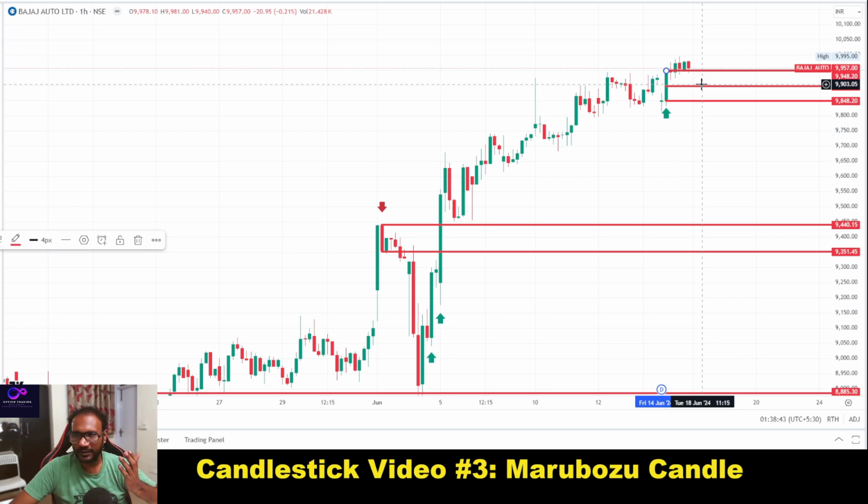We don't know what will happen, whether it will go down or whether it will come back. If it finds a support and jumps up, you know that it is going to be a trend continuation. If it breaks this and then also breaks this and goes down, then we know that it is a reversal. So that's all about Marubozu candle.